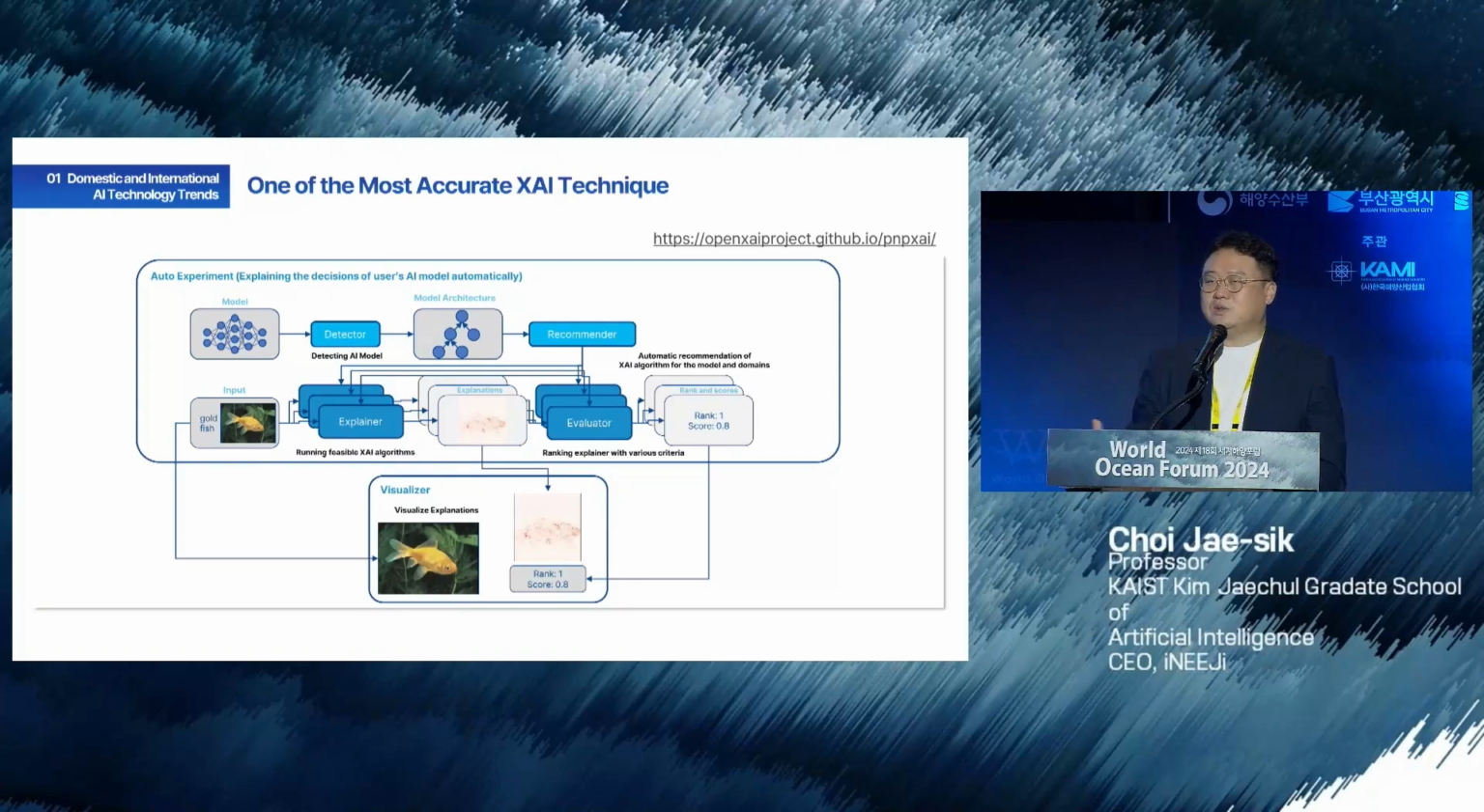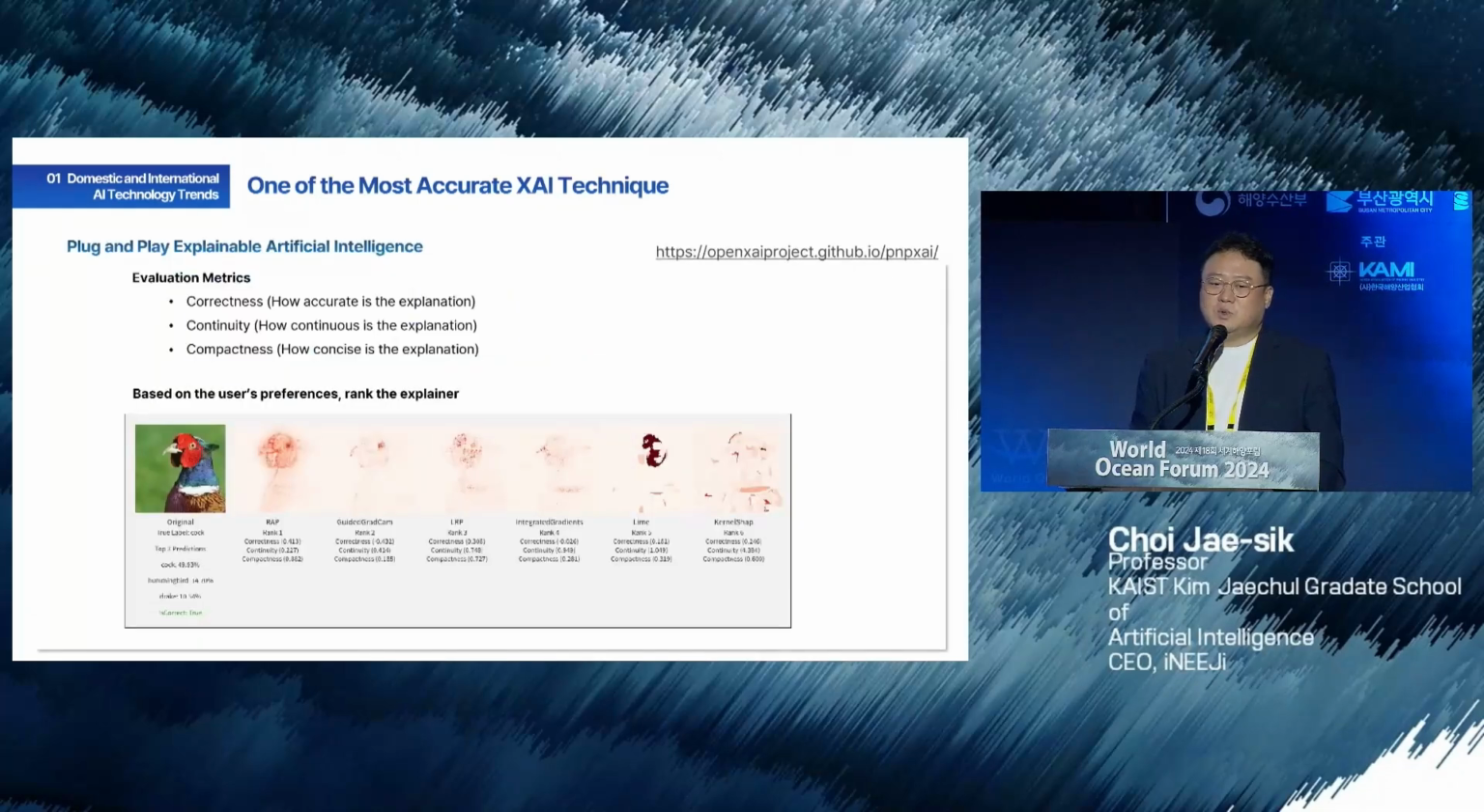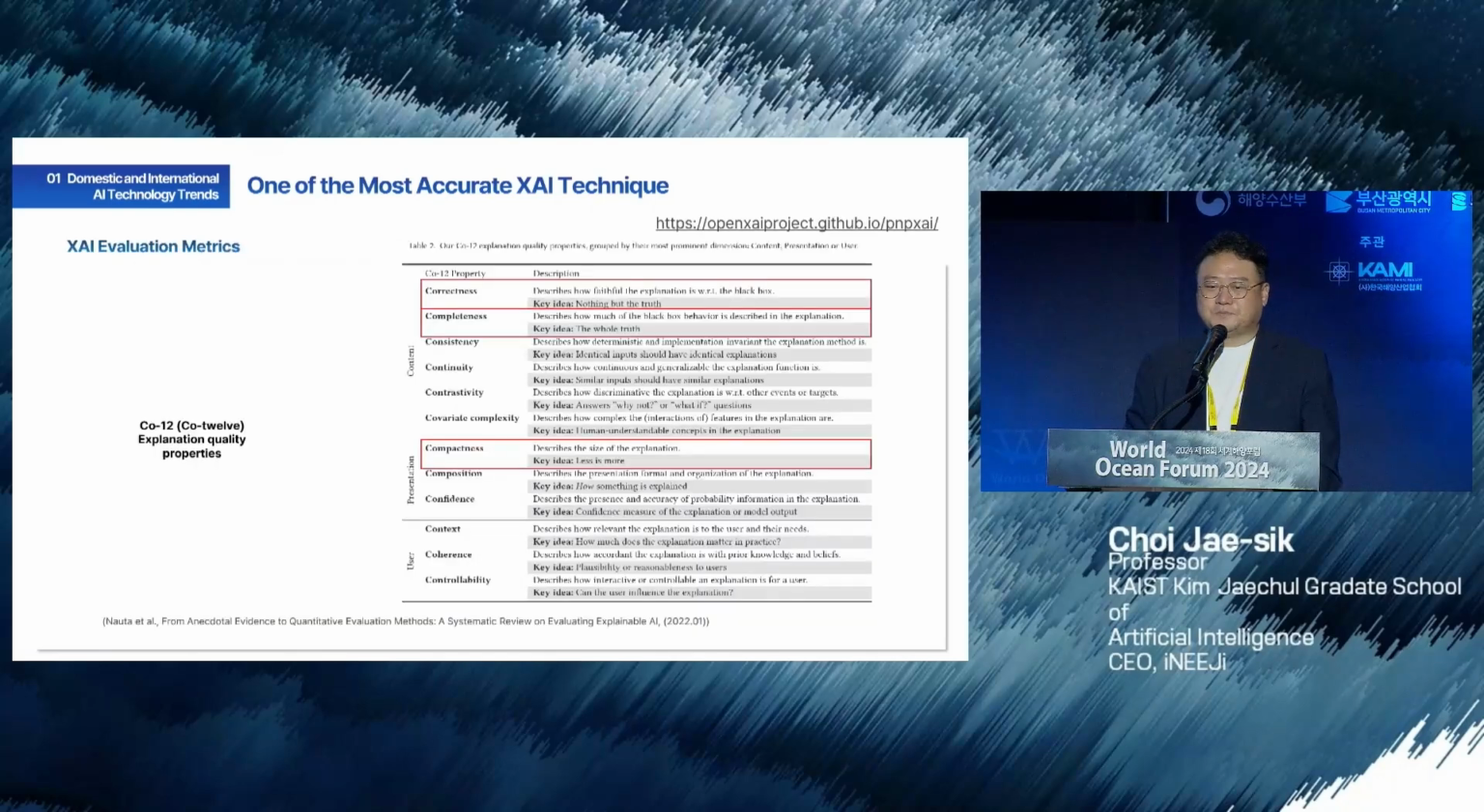So for this image, this AI model and this algorithm is perfect. And we also provide open software accordingly. The accuracy of the explanation, how continuous the explanation is, and how concise it is, these are the evaluation metrics. We apply different algorithms, such as RAP and guided Grad-CAM, based on the weighted parameters set by the user. For this image, RAP is the most desired tool, and this kind of recommendation is made by the tool we have developed.